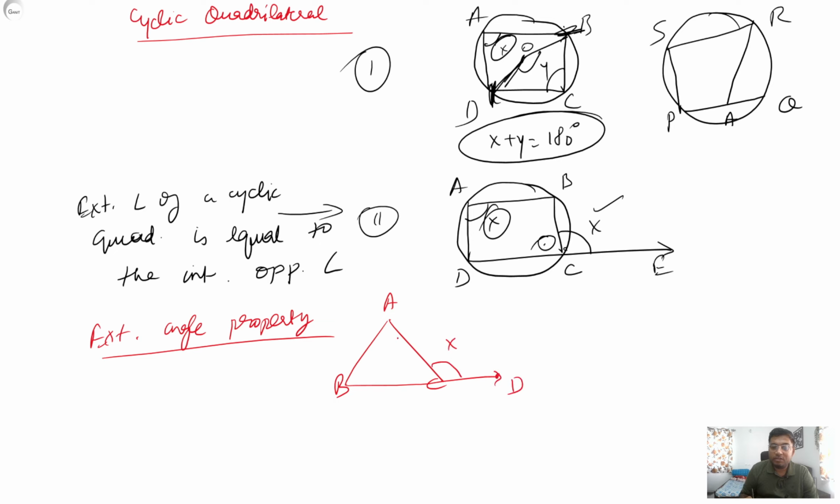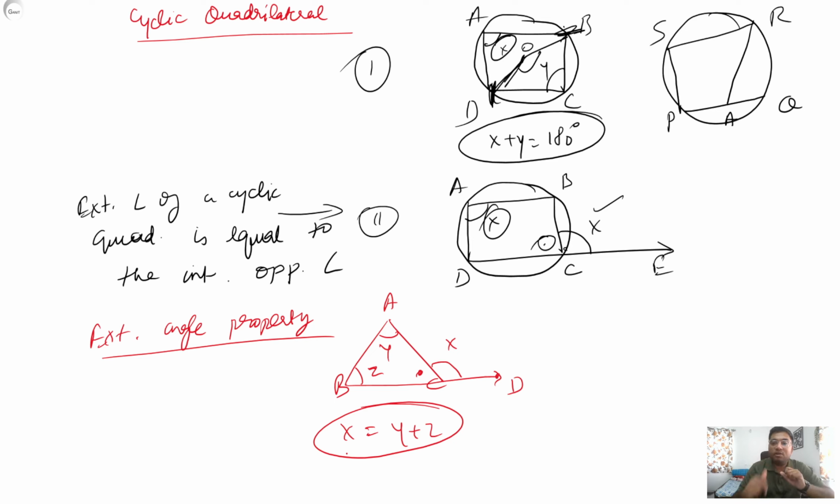So if this angle is x and this is y and this is z, the exterior angle property says that x should basically be equal to y plus z. So if you have an exterior angle in a triangle, it should be equal to the sum of interior opposite angles. There also, what we do is we ignore the linear pair. So except the linear pair, the remaining two angles are known as interior opposite angles in a triangle.